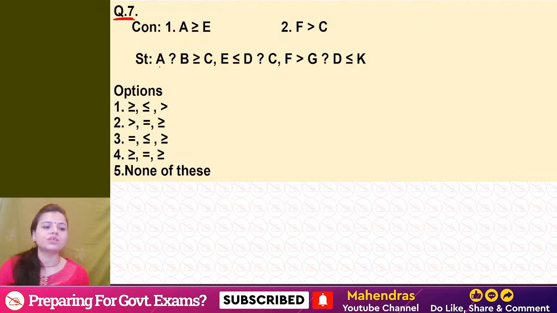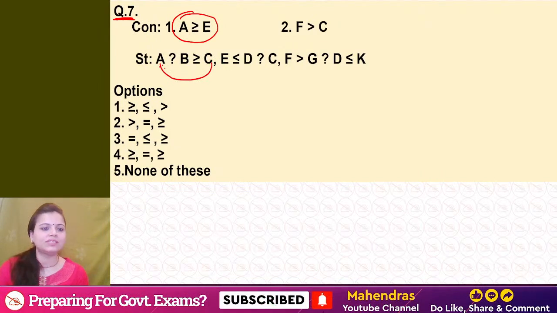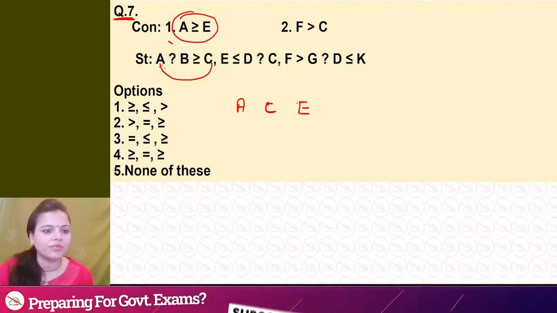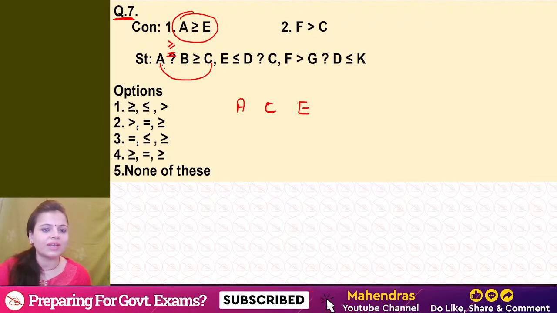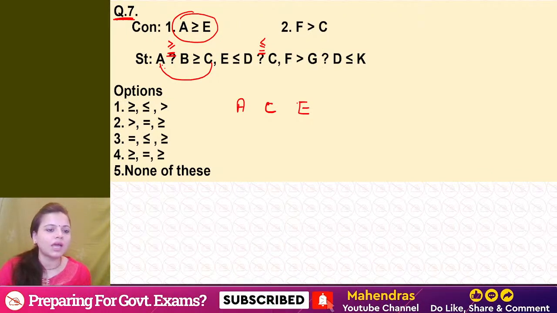Okay. So the answer of this question: you have to prove that A is greater than or equal to E. For that, you have to relate A with C and C with E, right? So A greater than or equal to E means A with C and C with E. So you can say, in this place you need a greater than or equal sign, and in this place you need a less than or equal sign. If you put less than or equal, that is less than or equal to C. So from these two signs, let's see according to the options.